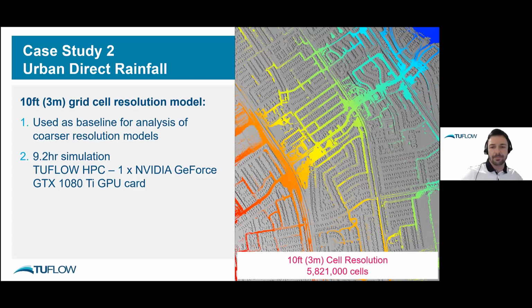Down through the road network, once again, in the order of 6 million cells. This simulation took over 9 hours to run. So a decent amount of time. It's not unexpected given the number of cells we're dealing with.